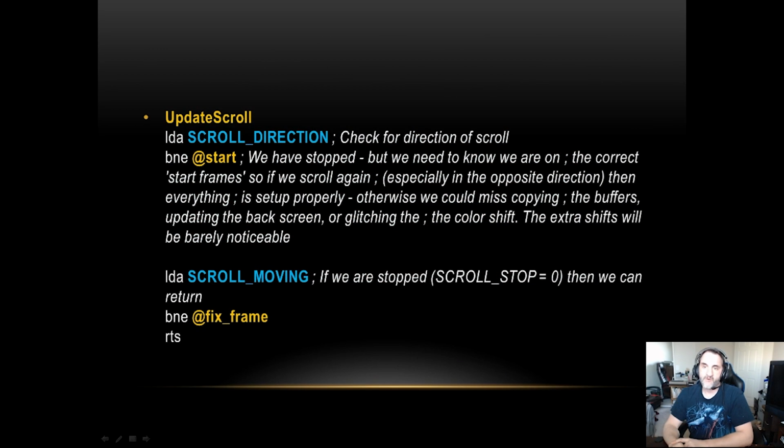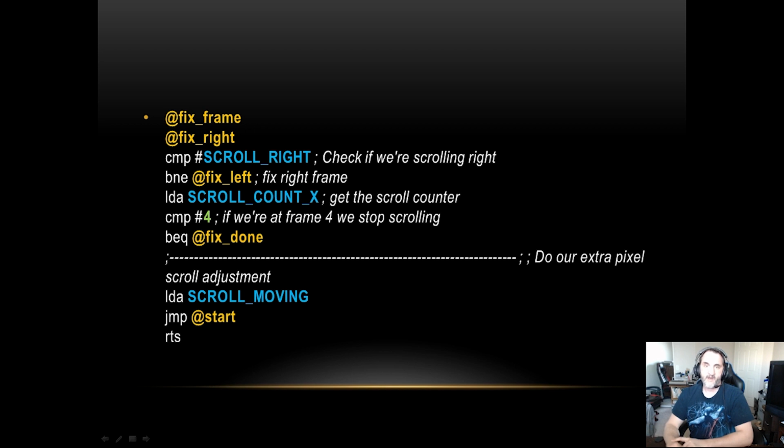So here we got the scroll direction, and here you can see it's checking if it's stopped. And then we also got the scroll moving here. And now here, where you see where it says compare scroll right. So if the scroll right variable was found, we can finally start scrolling that screen to the right. What you were seeing earlier are subroutines that call the routine that manages the pixel scrolling, which is what we're going into right now.